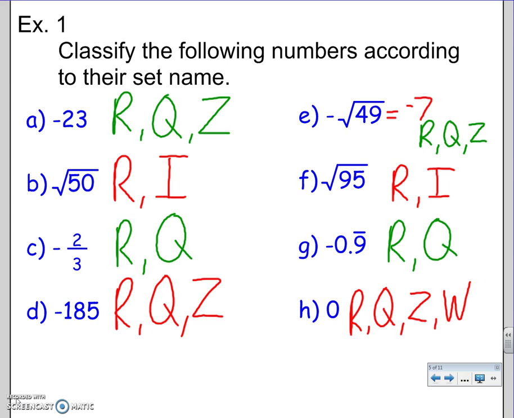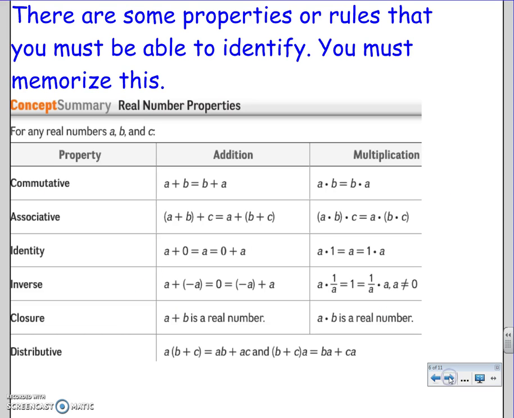All right. Next one. There are properties or rules that you must memorize. For addition and multiplication, they're separate. Commutative is if you have A plus B, you can change it to B plus A. So for example, if you have 3 plus 5, you can say, oh, I want to change it to 5 plus 3. It's still true. 8 equals 8. Same for multiplication. Instead of 2 times 3, you could say, well, let's do 3 times 2. 6 equals 6.